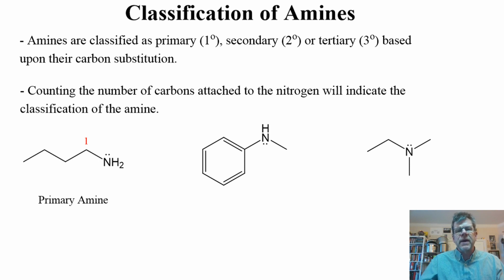The amine in the middle, well, we have two carbon atoms directly attached to it. So this would be an example of a secondary amine. And lastly, the third one, we have 1, 2, 3 carbons directly attached to that nitrogen. So this would be an example of a tertiary amine.